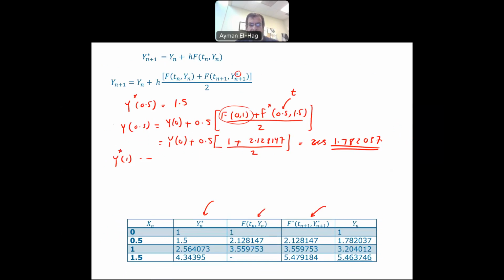Okay, so here you can see that the t here is 0, the t here is 0.5. And then we can find y of n here. So we start with 1.78, then we go to 3.204, and finally the final answer is 5.463746. So that is the modified Euler method.